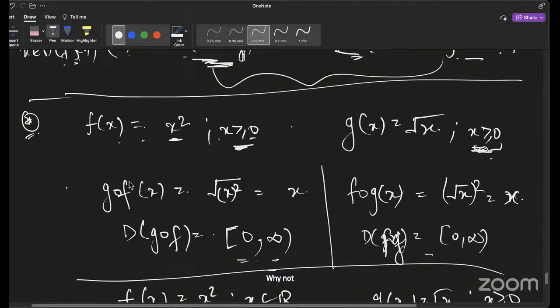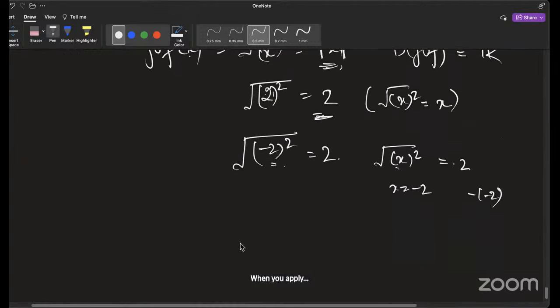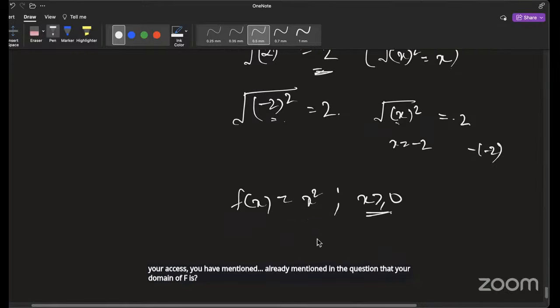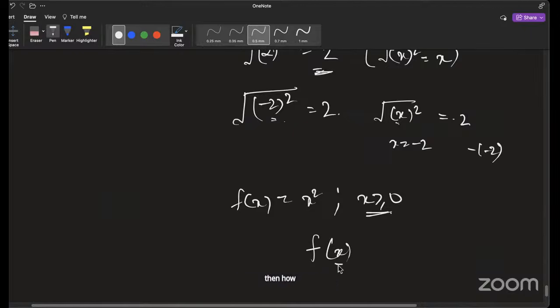Why not? Because it is getting squared, let's say you have x square. You have already mentioned in the question that the domain of f is greater than 0. So after defining the domain as greater than 0, how can you put 0 here? How can you put a negative number here?